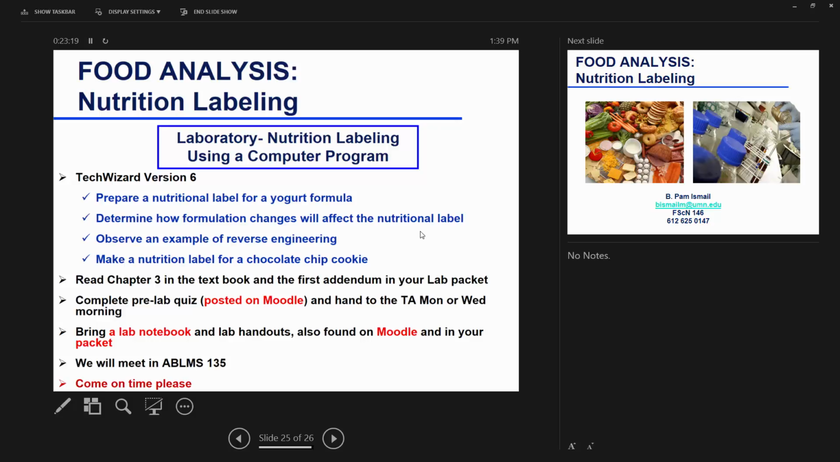Bring a lab notebook with you, don't forget. We're going to go over that in lab. And there are a bunch of lab handouts. One important one not to forget is your lab report format document. We're going to go over that. It's in Moodle as well, and also in your packet.